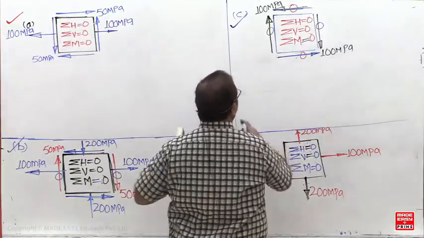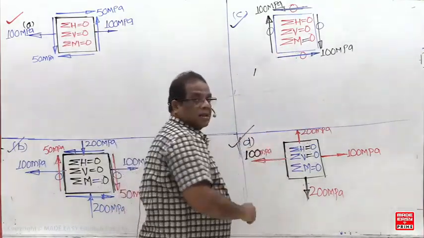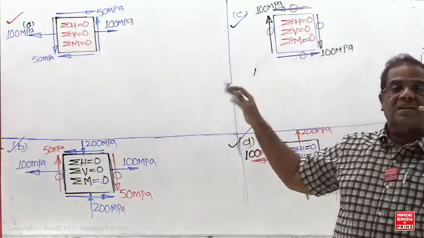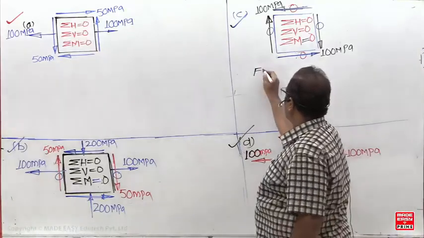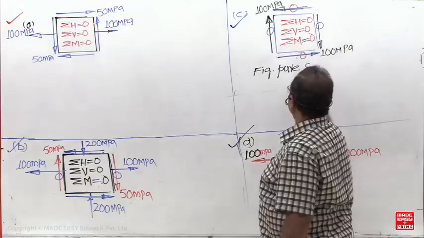It is a practical example. What is this figure called now? They are all biaxial. Now this is correct. Suppose an MSQ question is given. Now all are correct: A is correct, B is correct, C is correct, D is correct. So what is this figure called now? Pure shear state of stress.